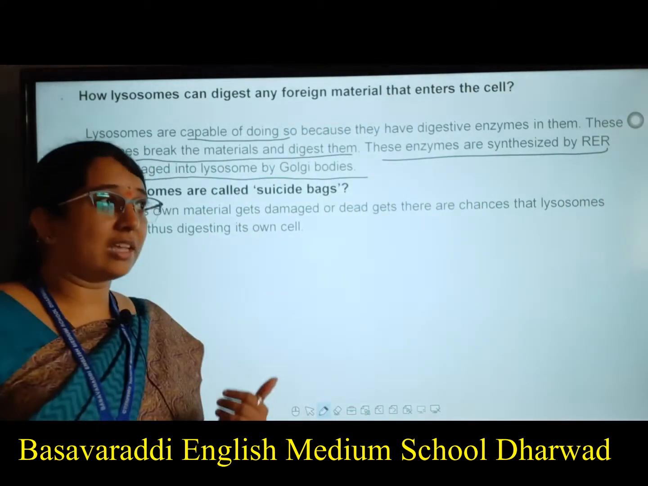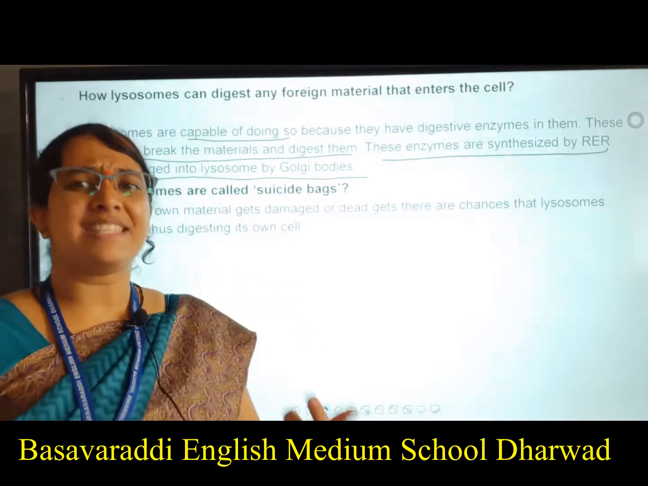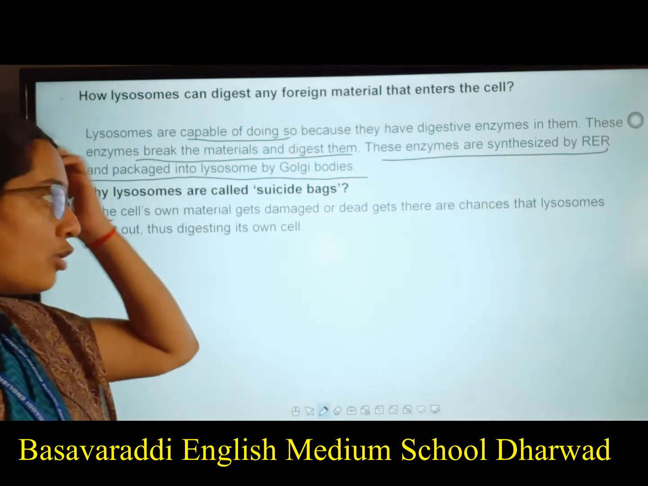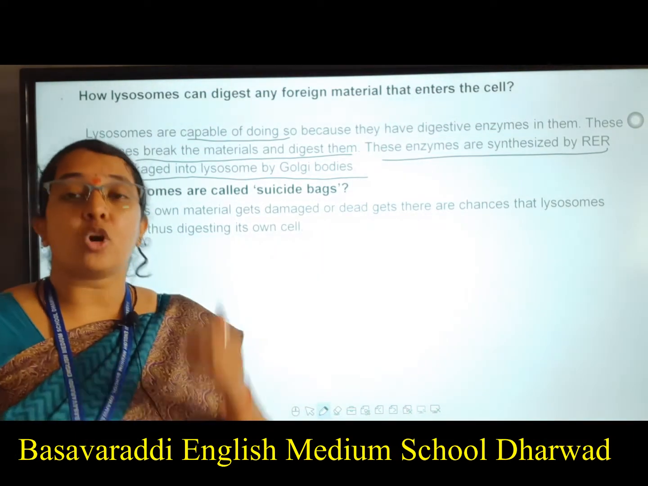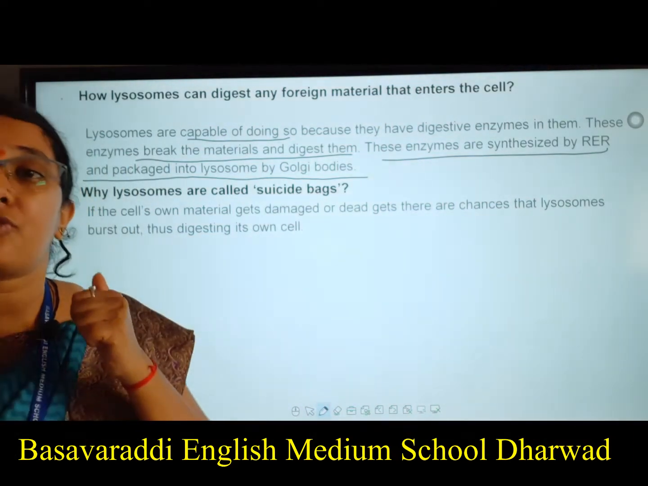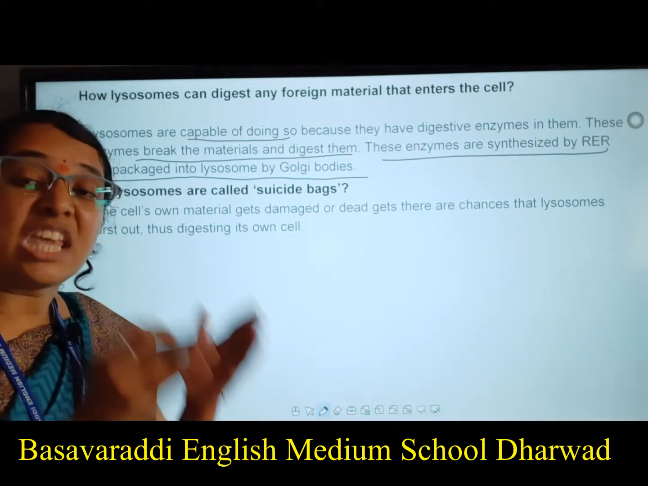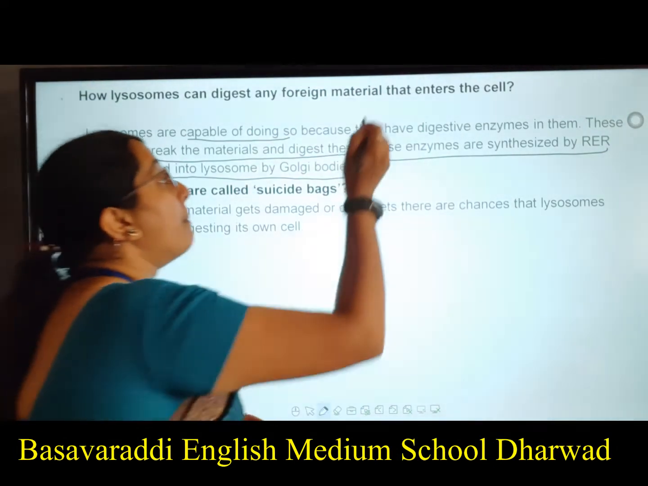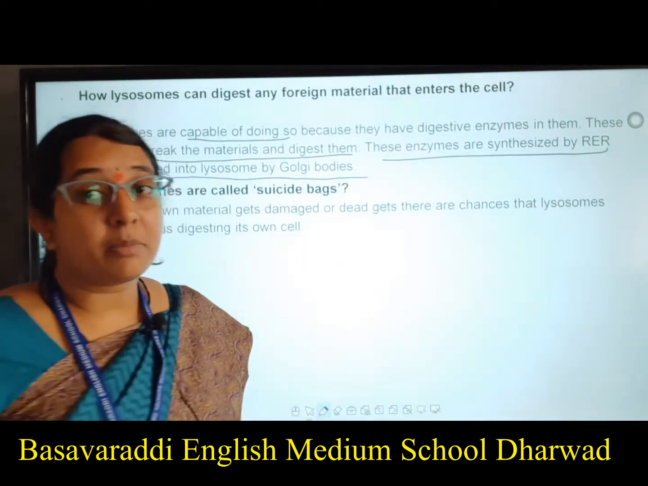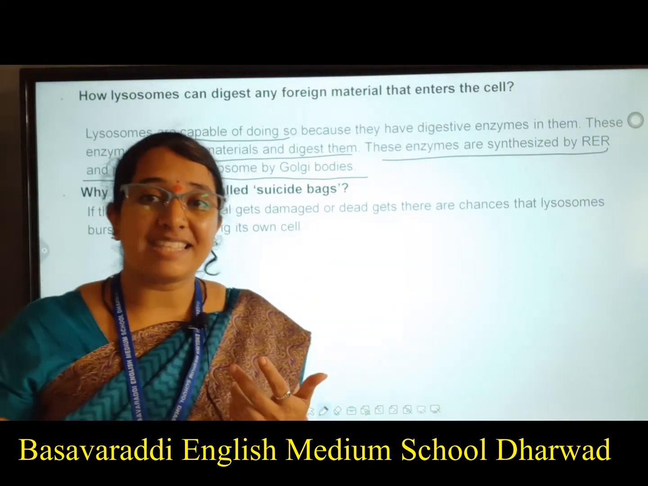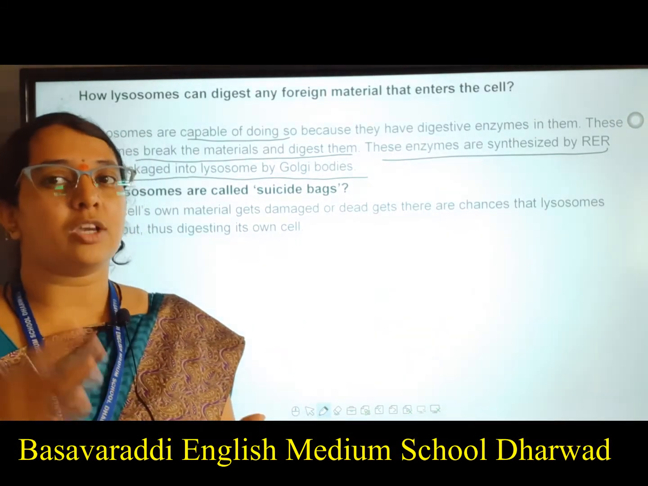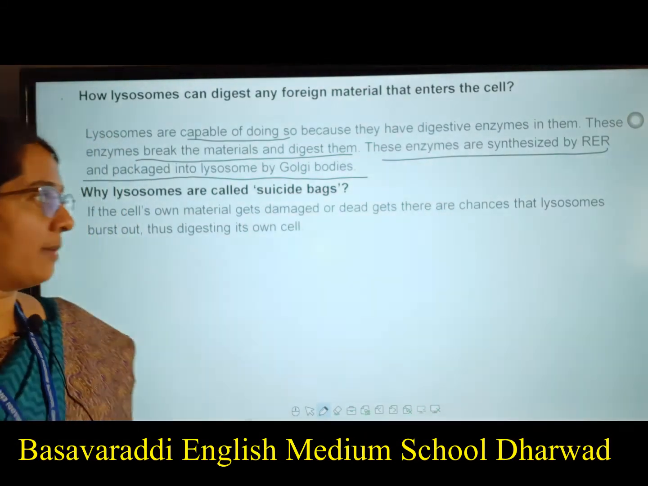We just came to know that they have different kinds of enzymes, they have proteins. So the question comes: where do these proteins or enzymes in the lysosomes come from? These proteins or enzymes are synthesized by the RER, that is nothing but the rough endoplasmic reticulum. We have already learned that proteins or enzymes are synthesized by the rough endoplasmic reticulum.